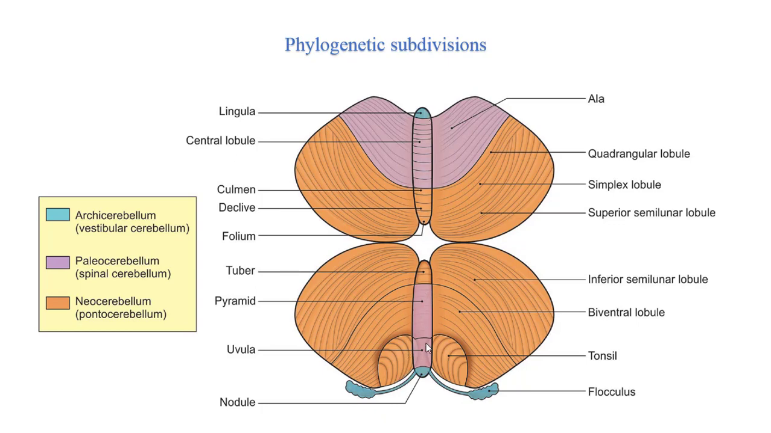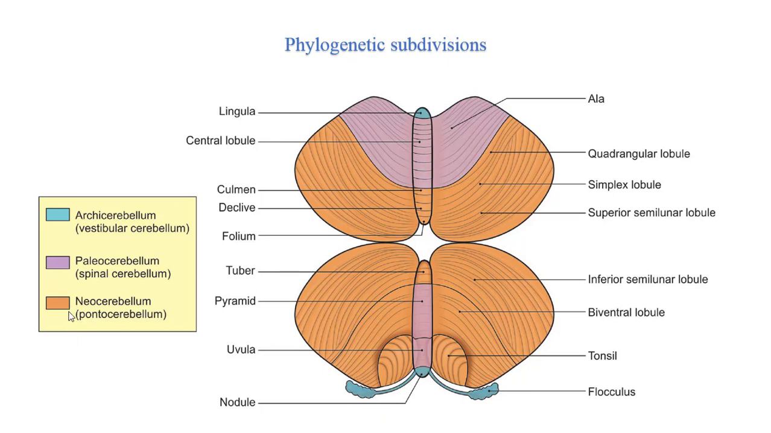Paleocerebellum or spinal cerebellum appears next in the terrestrial vertebrates with the appearance of limbs. It includes pyramid, uvula, and anterior lobe except lingula. It's concerned with spinal cerebellar connections and responsible for tone, posture, and crude movement of the limb.